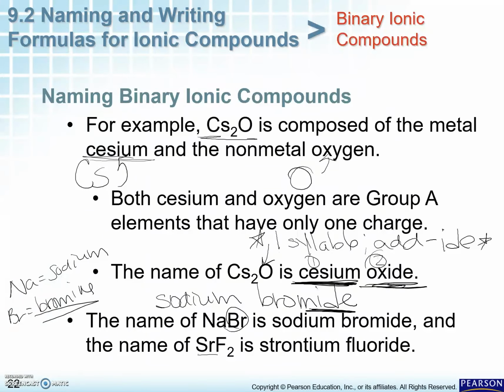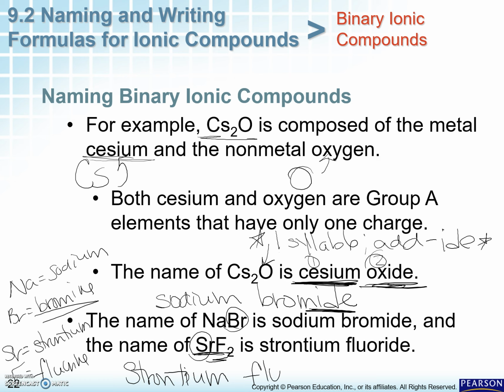One last example here is SrF. Sr is going to stand for strontium. F is going to stand for fluorine. So to name it, you first name your cation, which is strontium. Then you would name your anion, which is fluorine, but you only name the first syllable, then add IDE, so it would end up being fluoride.